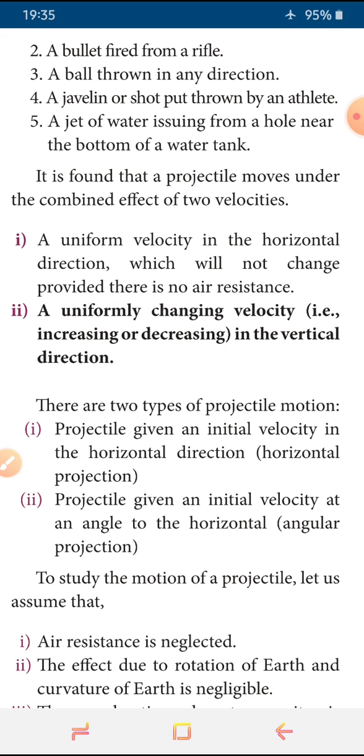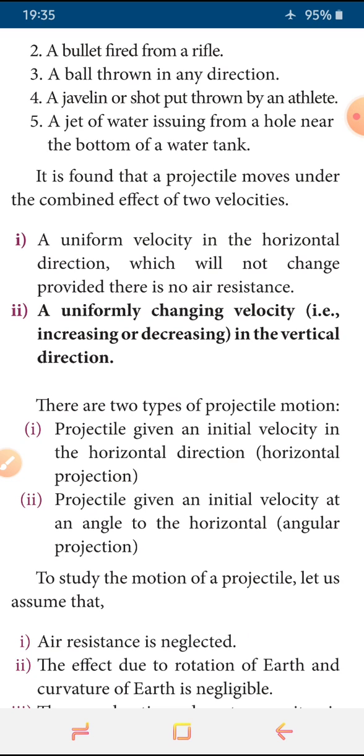Okay, and next, when this object is moving as a projectile, it has two velocities. One is uniform velocity, it is acting horizontally. This uniform velocity is uniform till it reaches the ground. This is the first point. And second is the uniformly changing velocity, that is called the vertical velocity. It will change time by time, but uniformly. These two things are happening in this projectile motion.